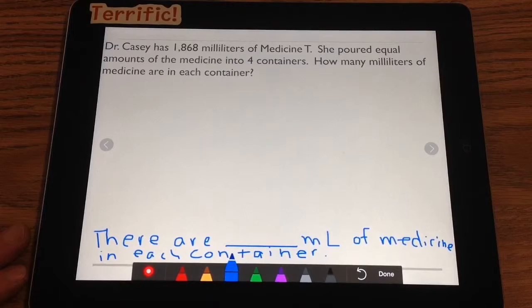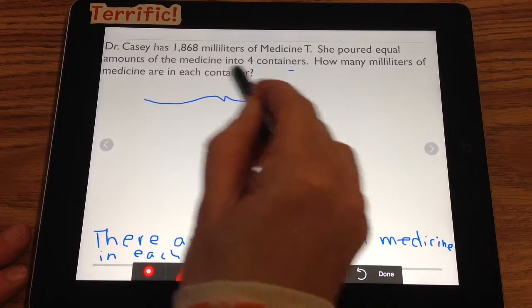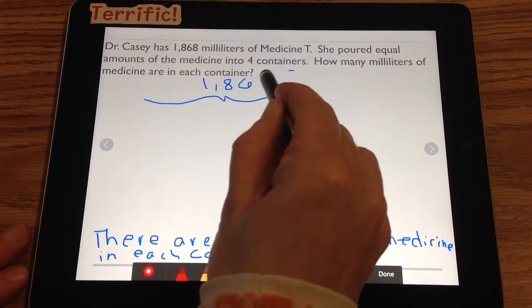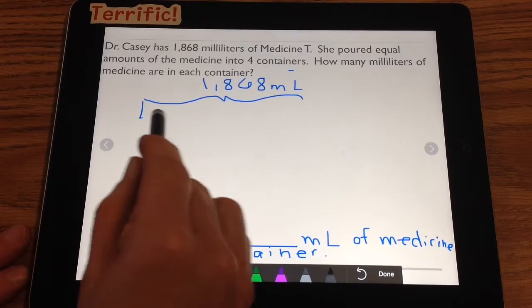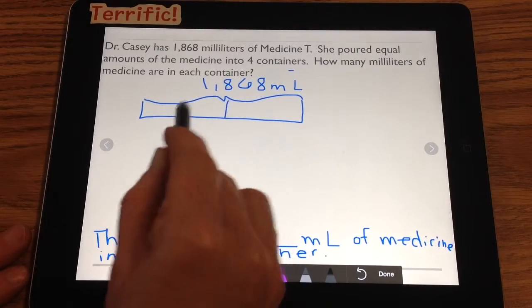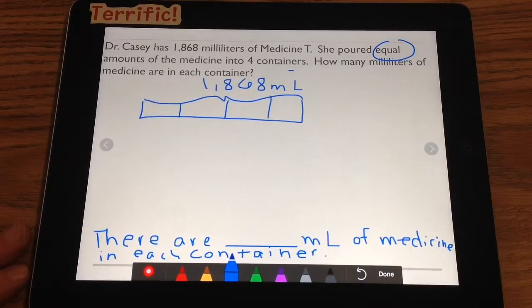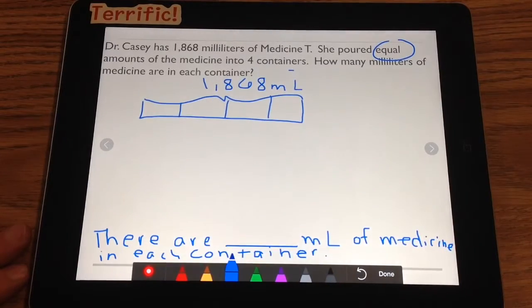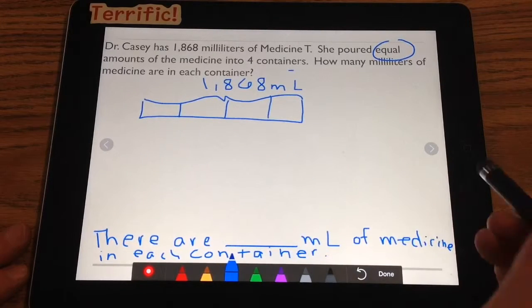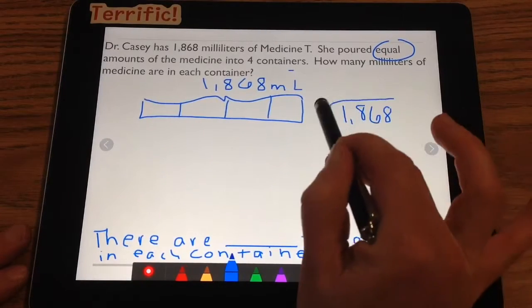So do we know how many containers she has? We do. We do have a total. So we're going to start with our total, 1,868 milliliters. And we know we have 4 containers. So that means we can make our tape model quite easily. 4 equal containers. See that word equal? So if I have 4 equal containers and my total is 1,868, what will I do? Of course I'll divide, because I'm going to take 1,868 milliliters and divide it into 4 equal groups.